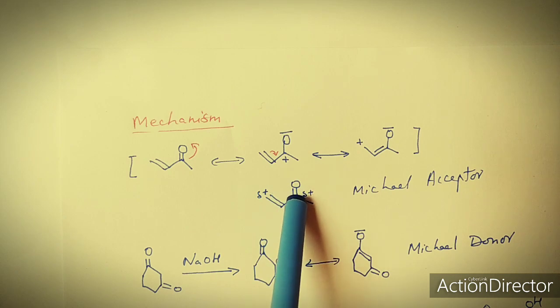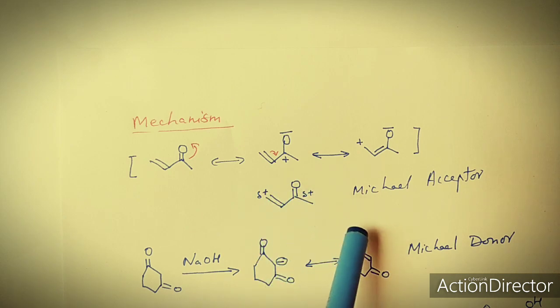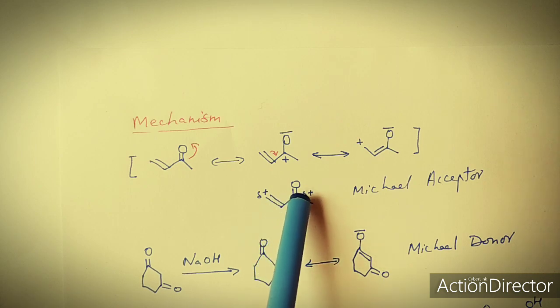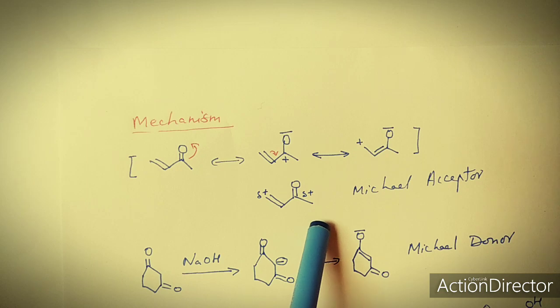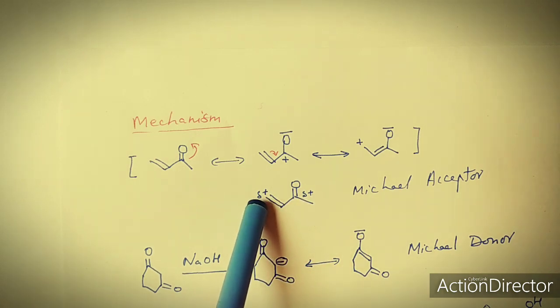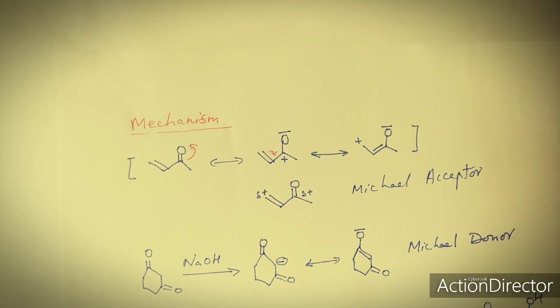Now the question is that the Michael donor, which is a carbanion, can attack either of these. Where will this attack? Now Michael donor, as we know, is not strong. It is a weak base, a weak nucleophile. Therefore, it can't attack this position which requires a strong nucleophile. Hence, it will attack this fourth position so that we get the 1,4 product.